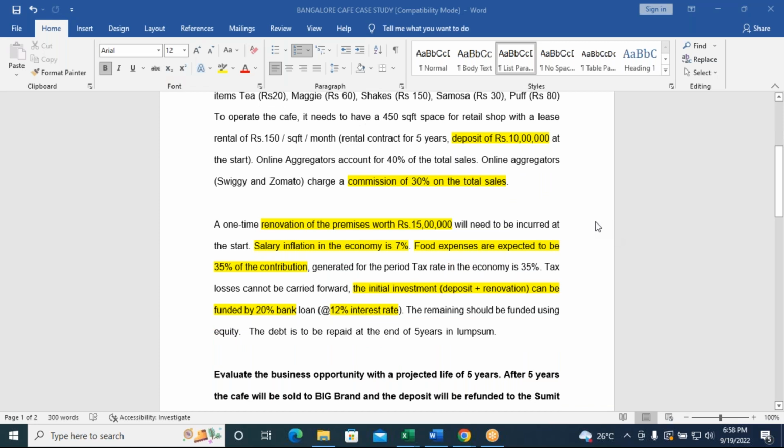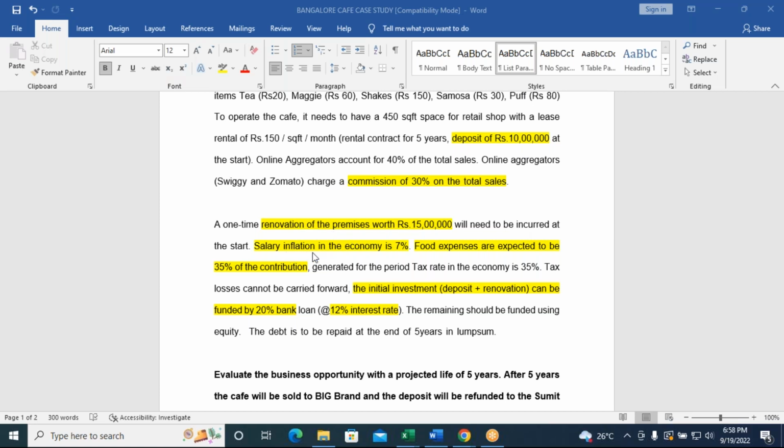Yes, ma'am. Okay, now the next paragraph. A one-time renovation of the premises worth rupees 15 lakh will need to be incurred at the start. Means to renovate the premises. Now he wanted to make some changes in his cafe. So for that renovation he is requiring 15 lakh rupees. So the initial deposit is 10 lakh rupees. On that extra renovation he is doing for the premises is 15 lakh rupees.